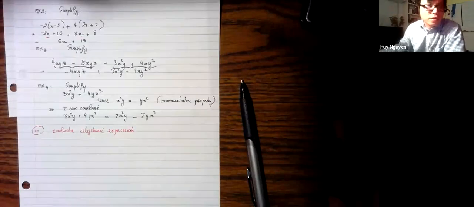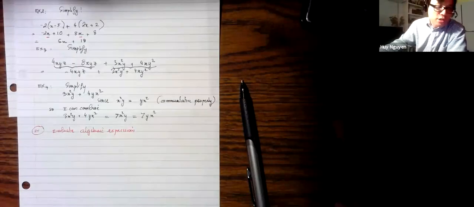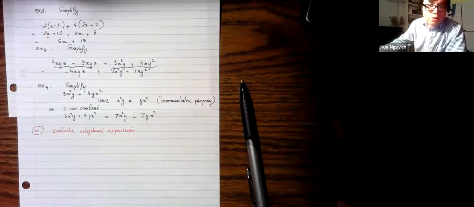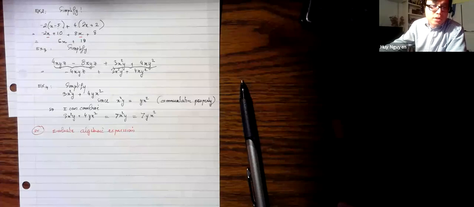Evaluate algebraic expression. In the first section, section 2.5, we learn how to evaluate arithmetic expression. When you evaluate arithmetic expression, you apply order of operation. Right? You need to know which one goes first. And you just deal with a constant term. You deal with numbers. It could be any type of number, but only numbers.